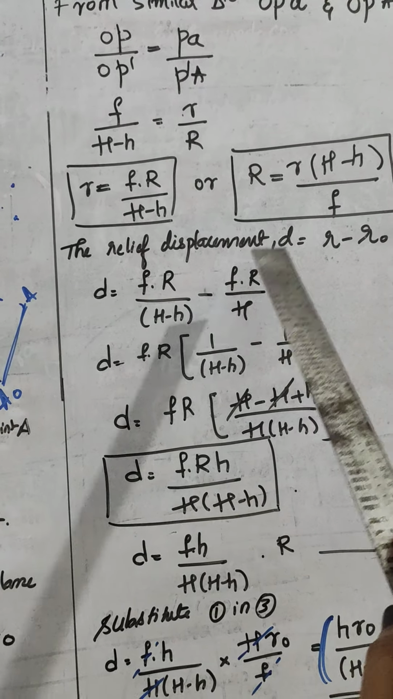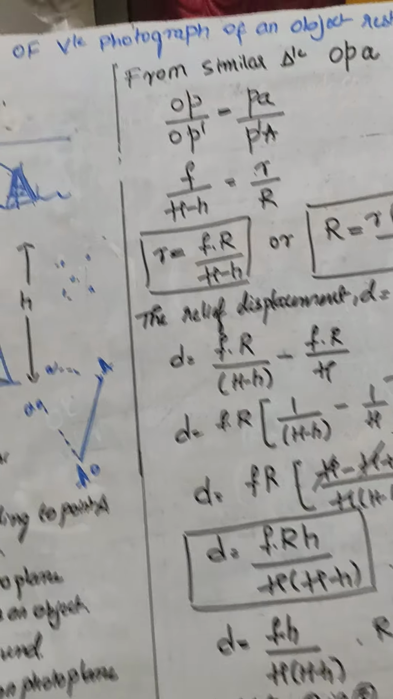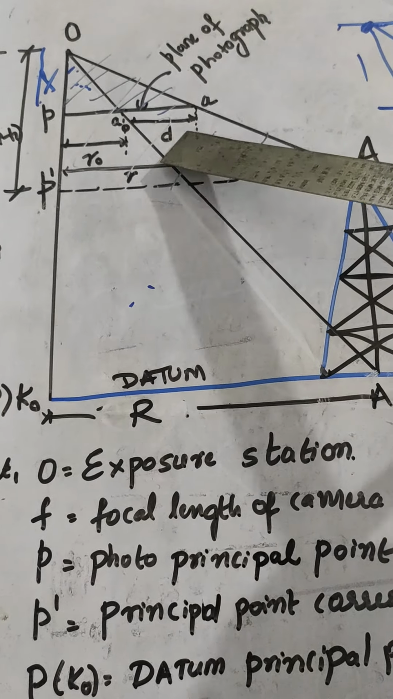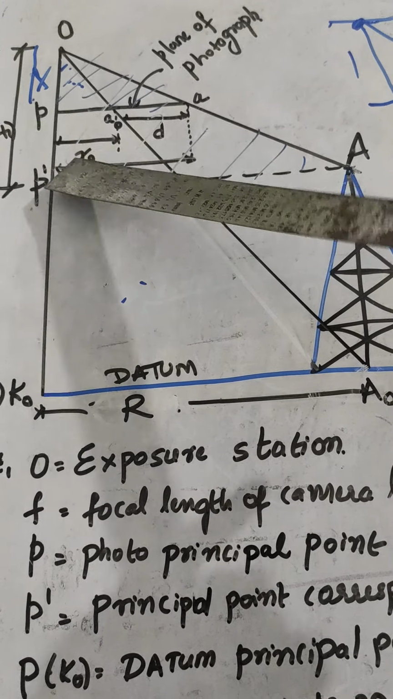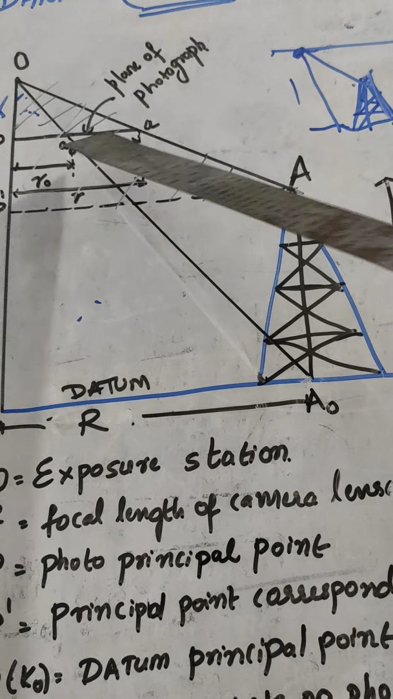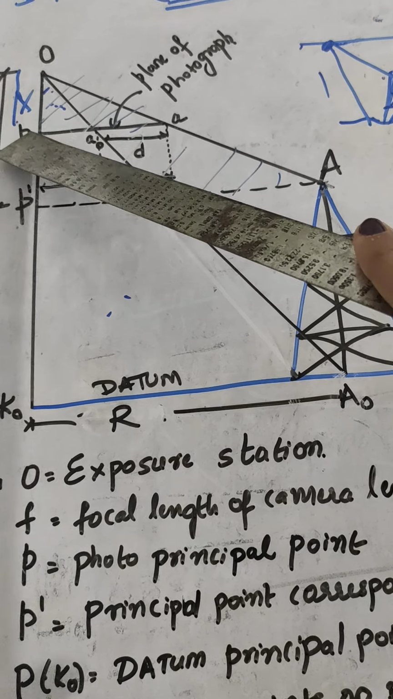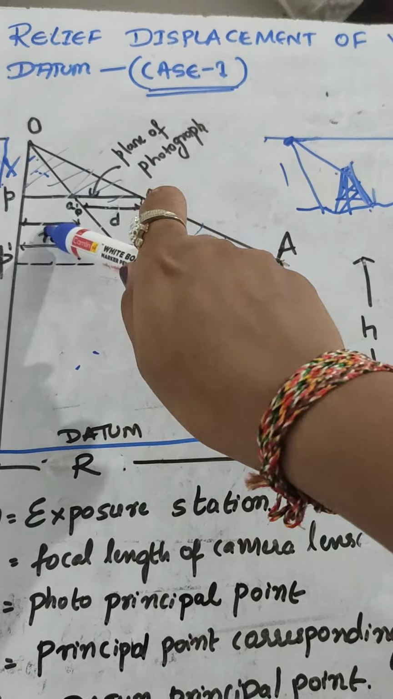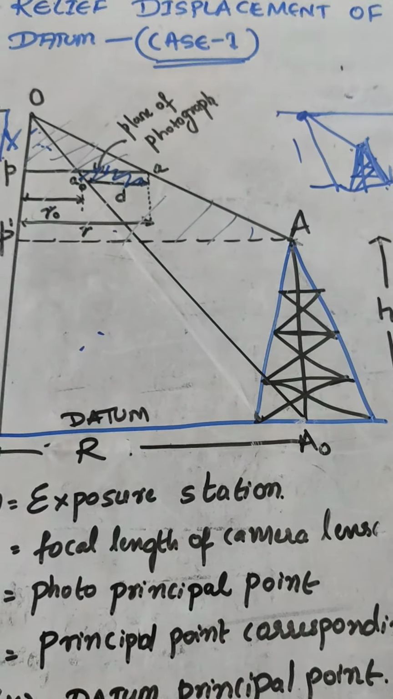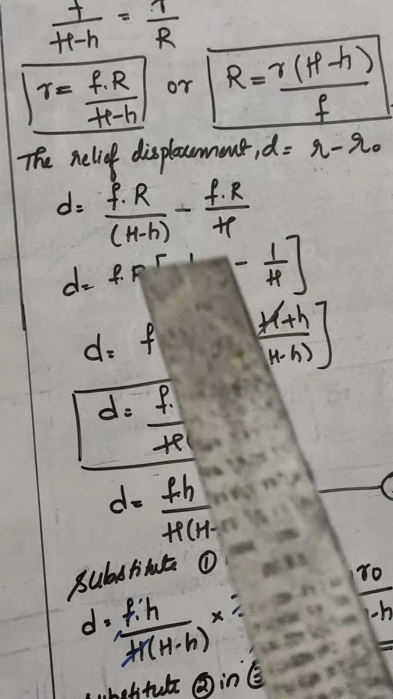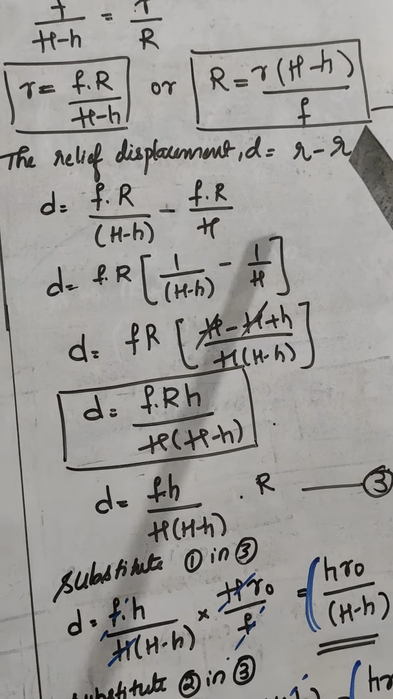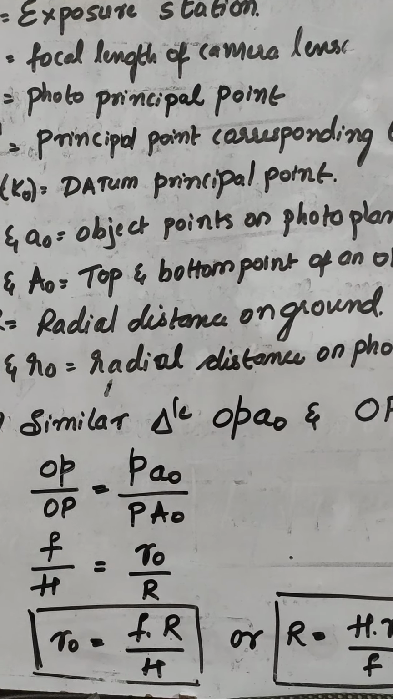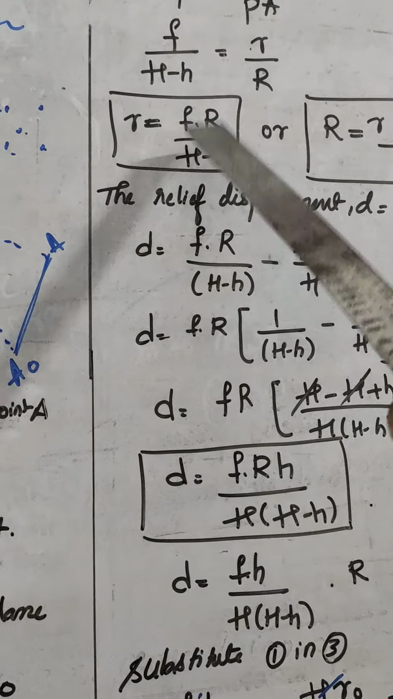The relief displacement formula is D equal to R minus R naught. If you see this diagram, clearly D is nothing but what you get when you deduct r from r naught: from this distance, if you subtract this distance, you get this portion. That is what is written here: relief displacement D is equal to R minus R naught. So here we have the value of r naught, and the value of R also, so directly substitute there.